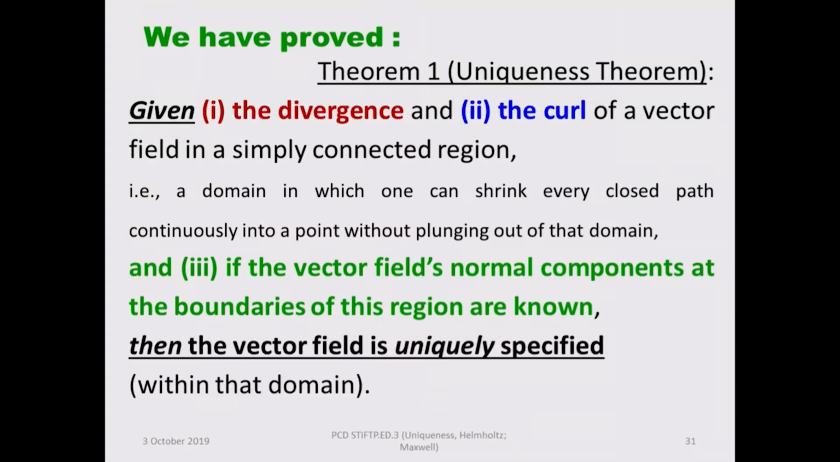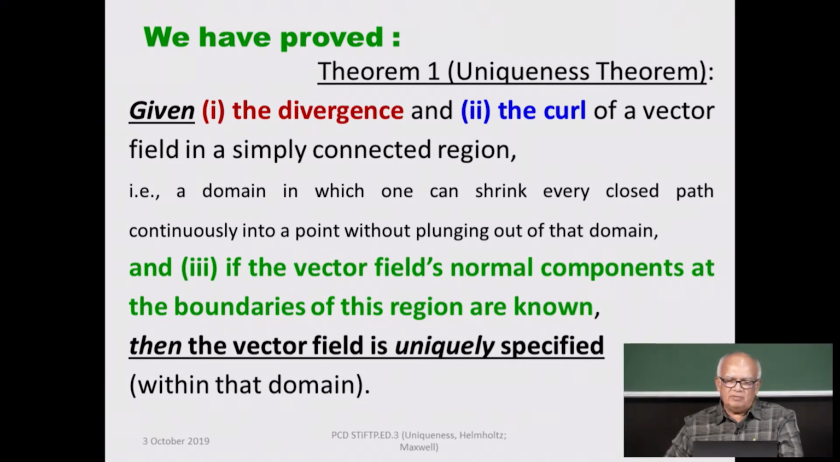So, we concluded that if you know the divergence and the curl of a vector and the normal components at the boundary of the region in which these vector fields are defined, then the vector field itself is uniquely defined, which is what makes Maxwell's equations so important.